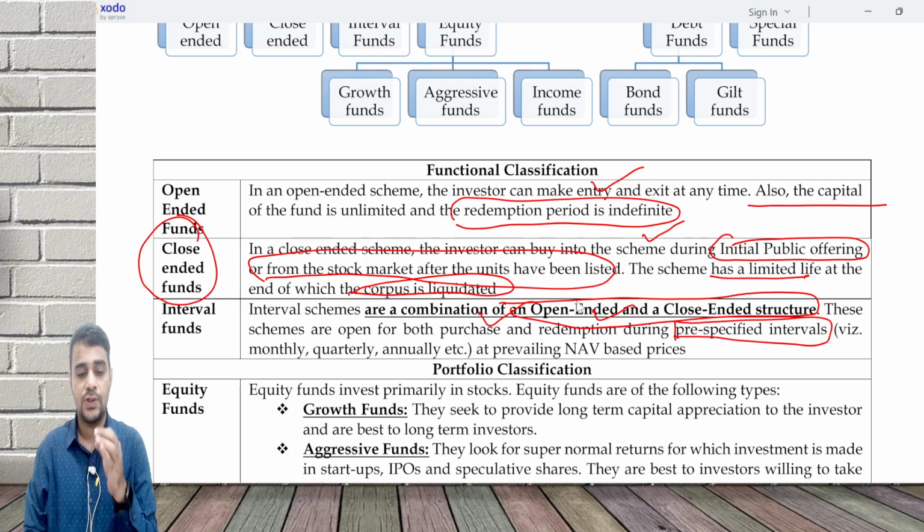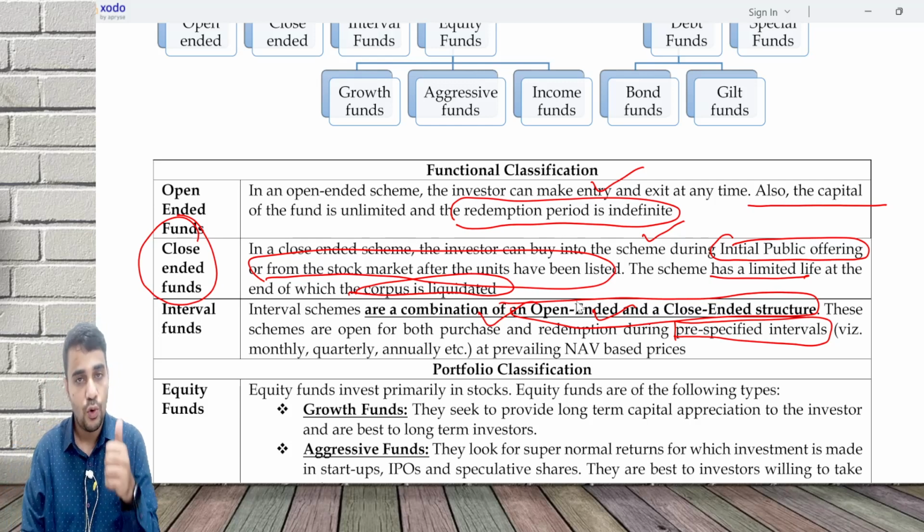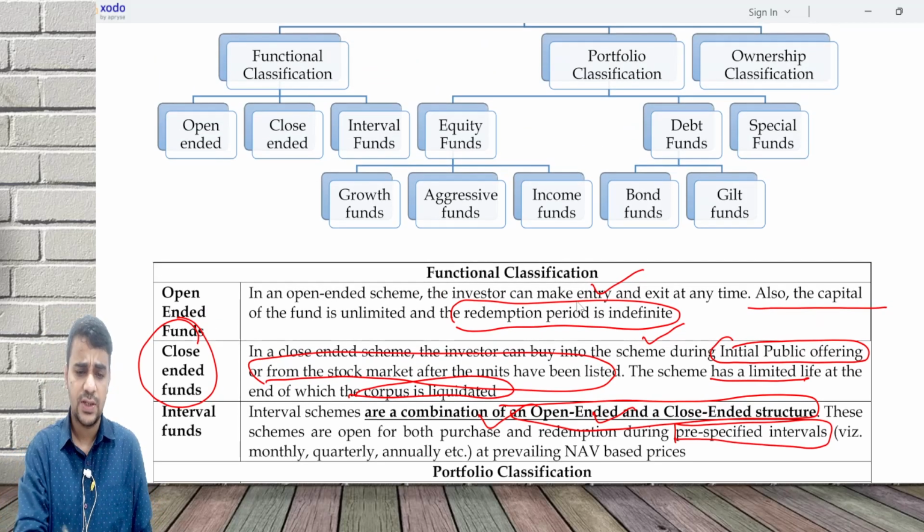At those intervals, you can make an entry and exit monthly, quarterly, annually at the prevailing NAV prices. So open-ended, anytime entry, anytime exit. Close-ended, one-time entry during IPO, one-time exit during maturity. Interval, entry and exit at pre-specified intervals, which could be monthly, quarterly or annually. This is on functional classification.